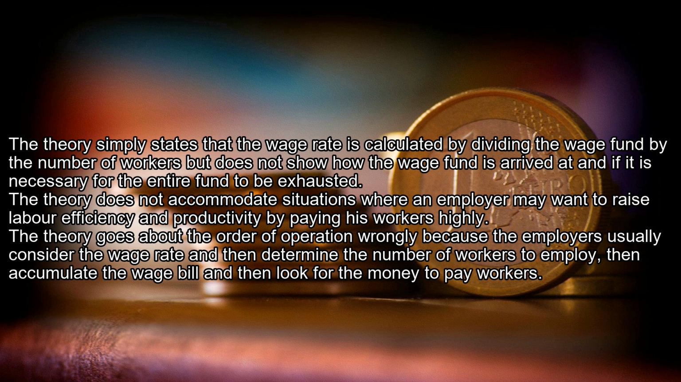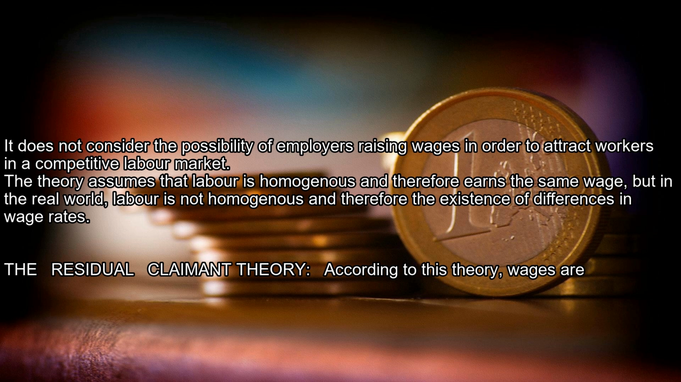The theory goes about the order of operation wrongly because employers usually consider the wage rate and then determine the number of workers to employ, then accumulate the wage bill and then look for the money to pay workers. It does not consider the possibility of employers raising wages in order to attract workers in a competitive labor market. The theory assumes that labor is homogeneous and therefore earns the same wage, but in the real world, labor is not homogeneous, and therefore there are differences in wage rates.